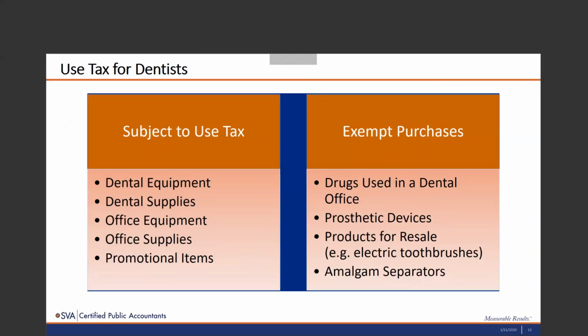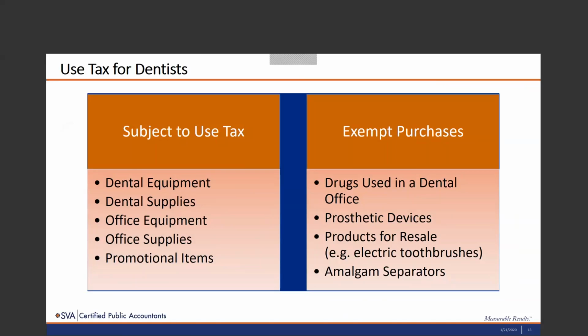A couple little things to keep in mind, a couple things that might trip you up. For example, if you're buying plastic sheets to make retainers in your office, or if you're buying a CEREC block to make a crown in your office, those items are subject to use tax. However, if you're buying the actual retainer to put in somebody's mouth, or you're buying an actual crown to put in somebody's mouth from a dental lab, those purchases or prosthetic devices aren't subject to sales or use tax.